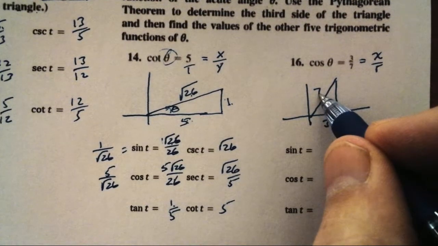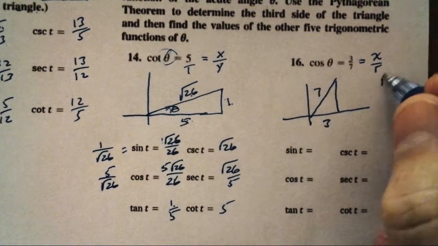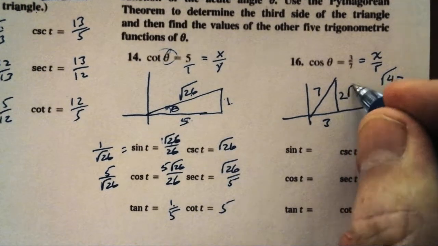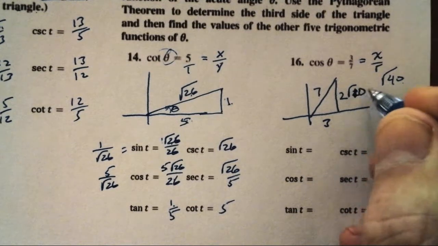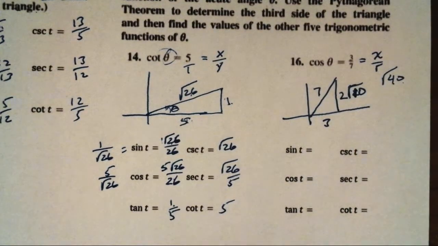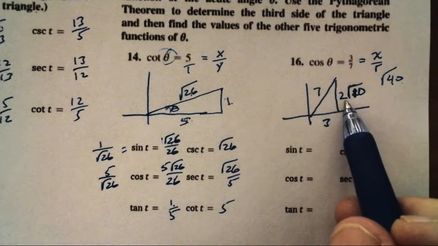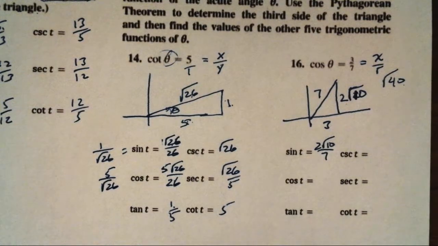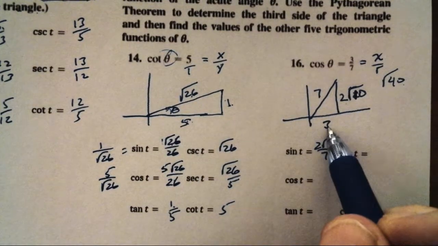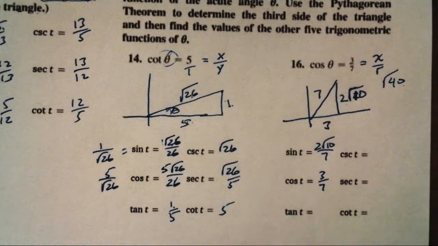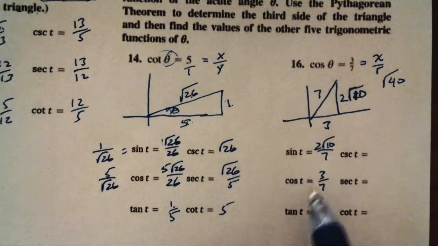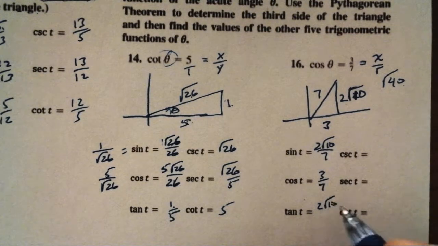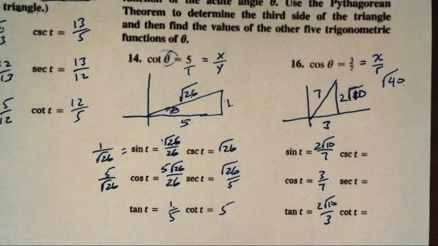Pythagorean, 49 minus 9, 40. Square root of 40, but that's 4 times 10, square root of 4 is 2, times square root of 10. 2, I said it, wrote it wrong, times square root of 10. So sine is y on r, well that's fine, 2 square root of 10 on 7. Cosine, x on r, 3 on 7. Tangent, y on x, or this on that, the on 7s cancel, 2 square root of 10 on 3.